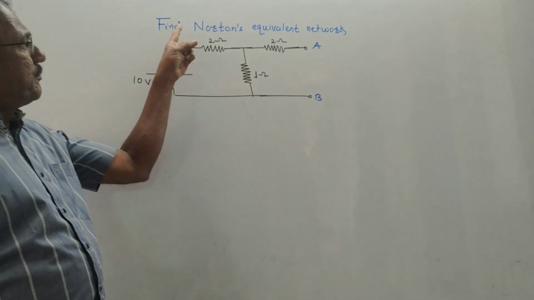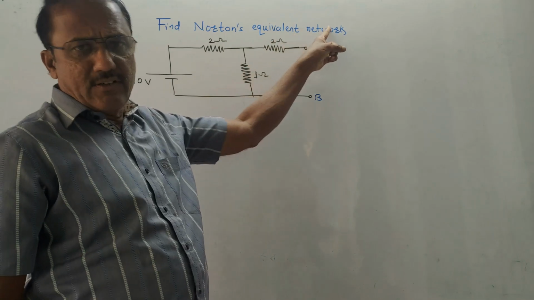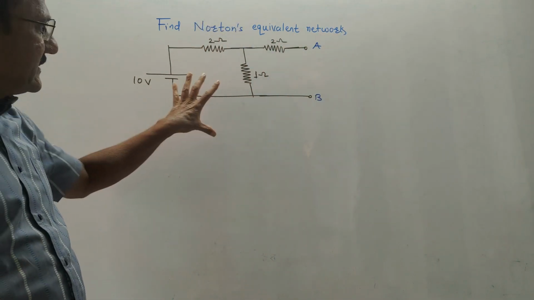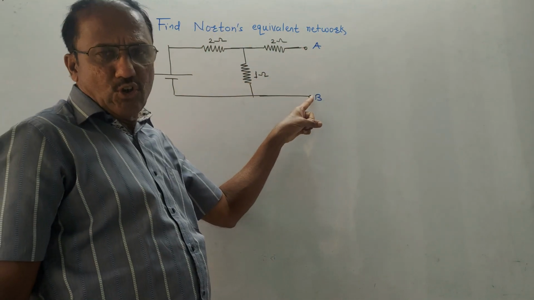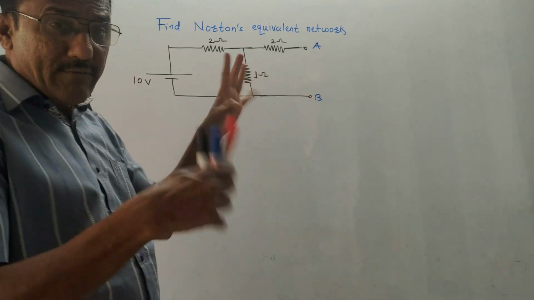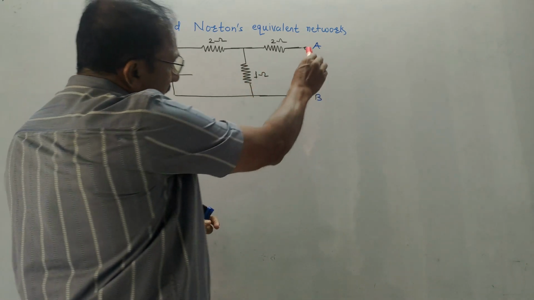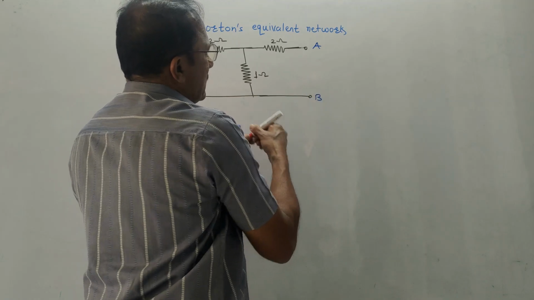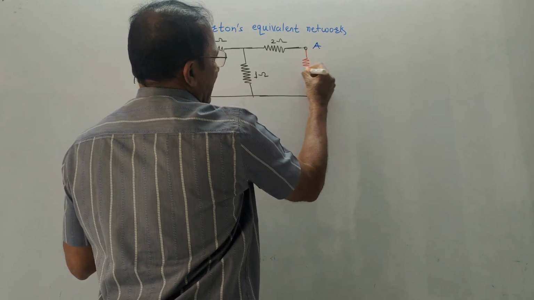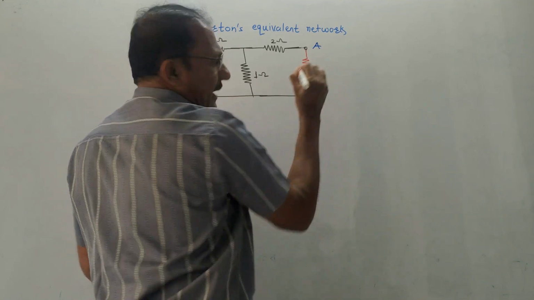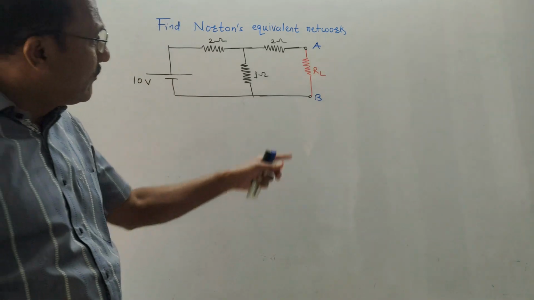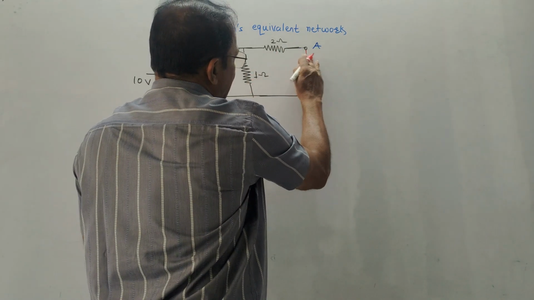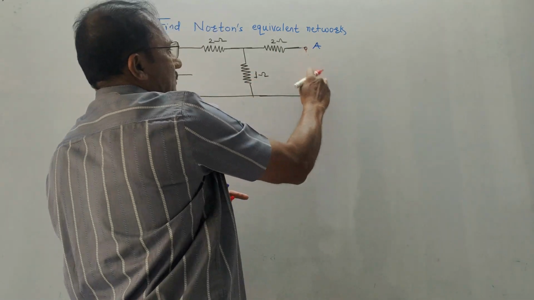The problem is: find Norton's equivalent network for the given circuit. This is the given circuit. A and B points are already mentioned in the circuit. Now one very important part. Here, nothing is shown between the points A and B. If some resistance had been shown like this and marked as RL, then the first step would have been to replace this resistance and make an open circuit to start with the numerical.